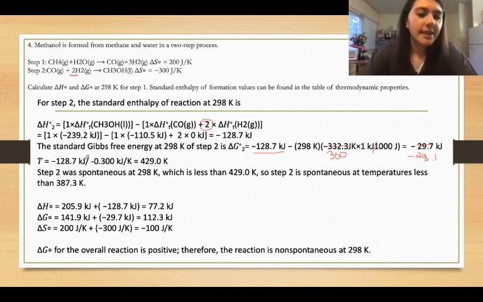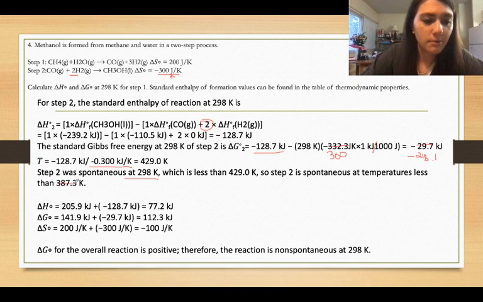Now, again, I take that enthalpy that I calculated, divide by my entropy that was given, but remember my entropy is in joules, and therefore I need to move it into kilojoules, and I get 429 degrees. So step 2 is spontaneous at 298 degrees Kelvin, which is less than 429 degrees. We can see that. So step 2 is spontaneous at temperatures less than, again, a weird temperature, 429.